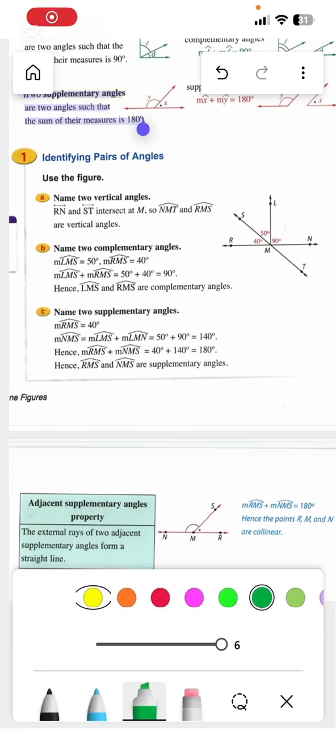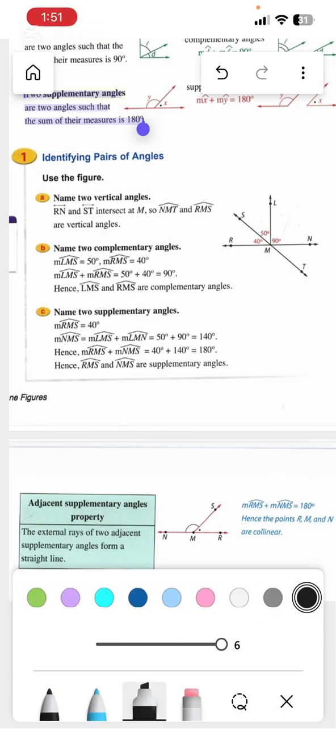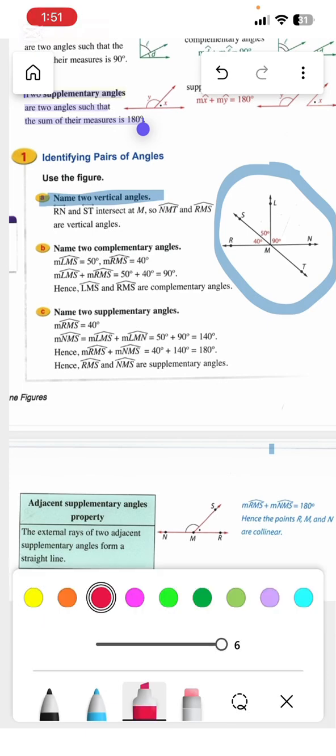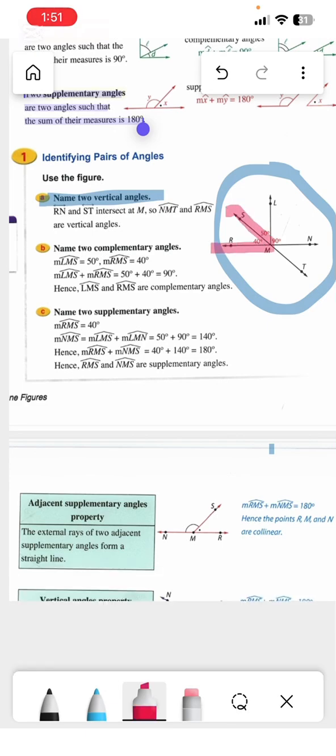Now look at the first example. The question gave you a figure. According to that figure, we are answering the question. Okay, the first one, section A, name two vertical angles. I said the vertical angles are those angles that are opposite to each other. If you look at the figure, we have SMR and also NMT. These two are vertical angles.